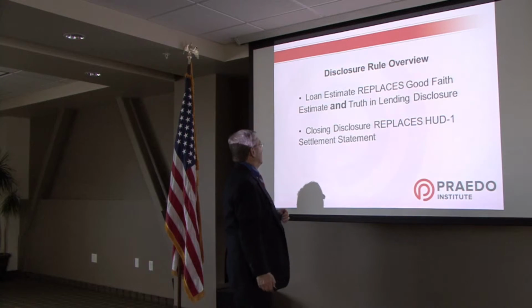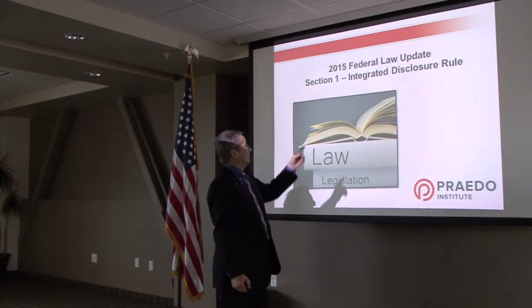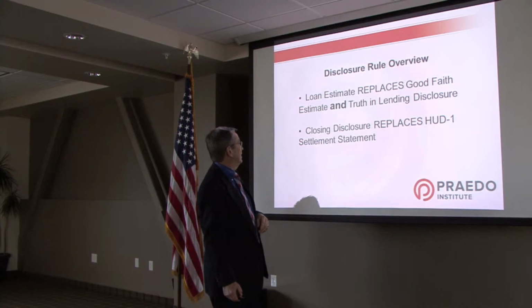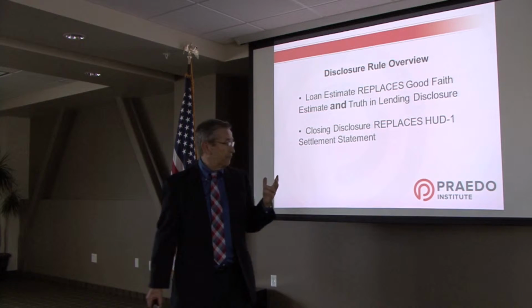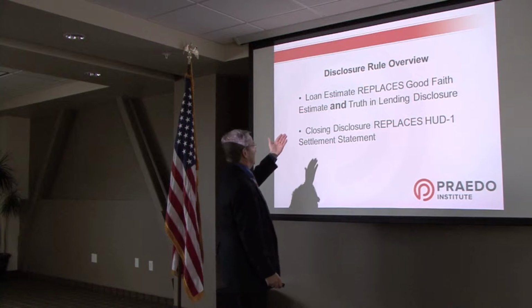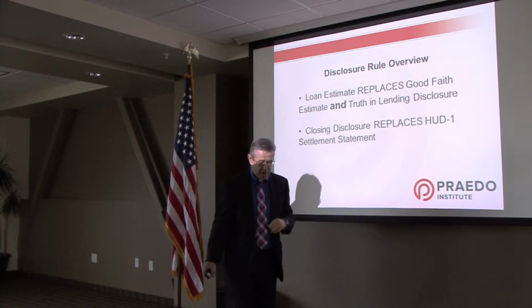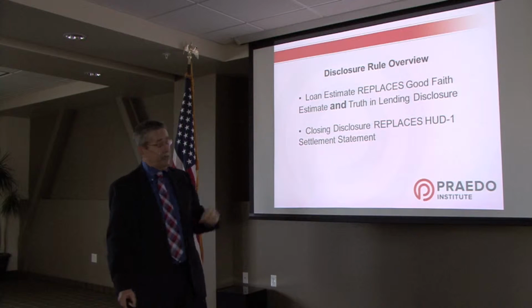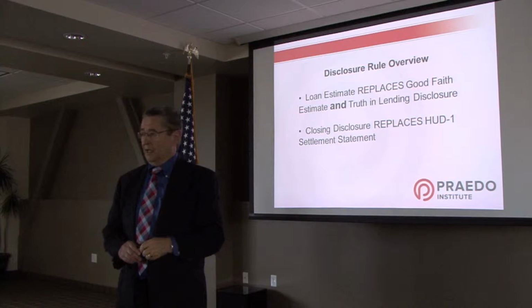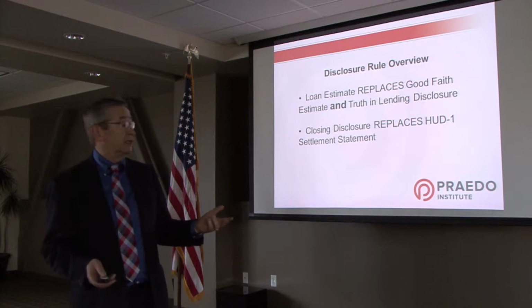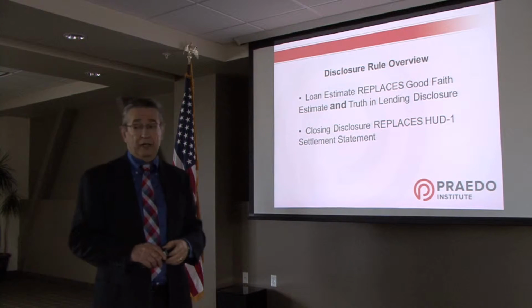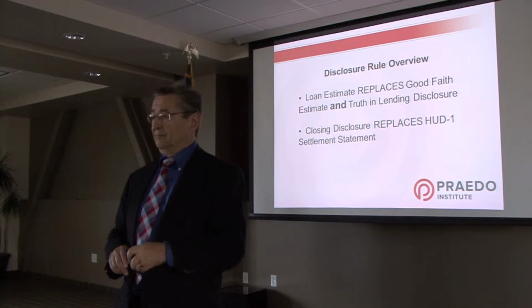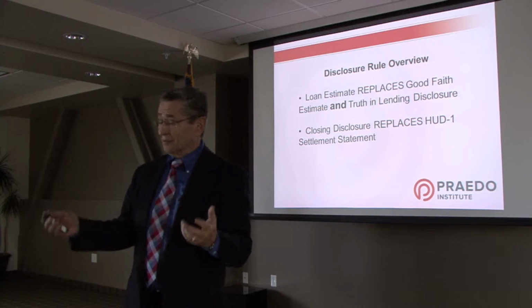So, the disclosure rule, this integrated disclosure rule, it's doing two things. First of all, it's changing the initial disclosures. There are two that a lender has to hand out. They hand out the good faith estimate and the truth in lending disclosure. And then they're also changing the HUD-1 settlement statement. That kind of shocks some of you? Yeah, wait till you see it.